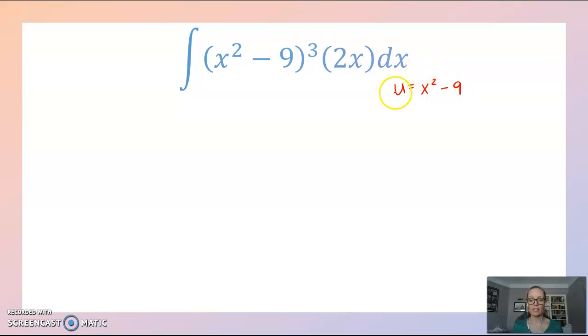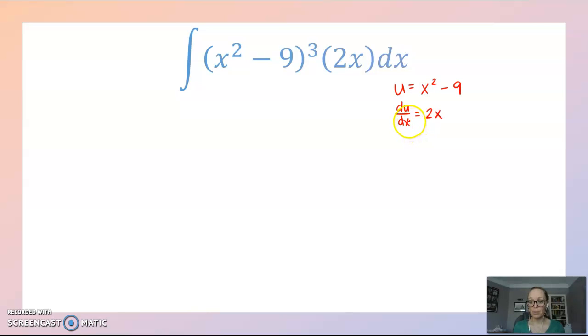Now the other piece that we need is the derivative of u. That was also a piece that we looked for, or that we created when we were doing chain rule. But this time I'm going to do my notation a little bit different. So when I derive u, I'm going to end up with du dx, right? I'm deriving u in terms of x. And when I derive u in terms of x, I get 2x, because the derivative of x squared is 2x, and then the derivative of negative 9 is 0.